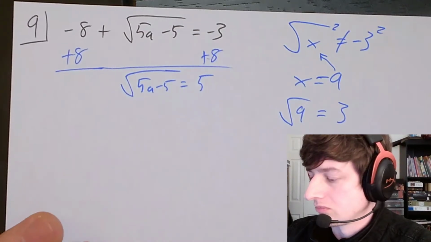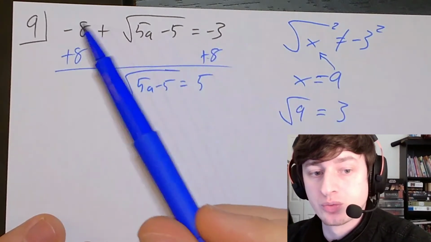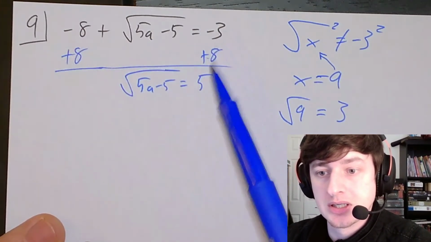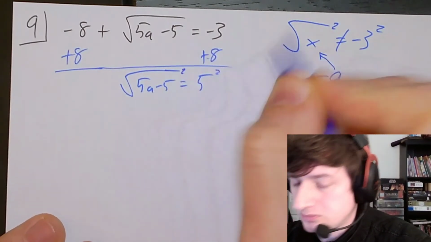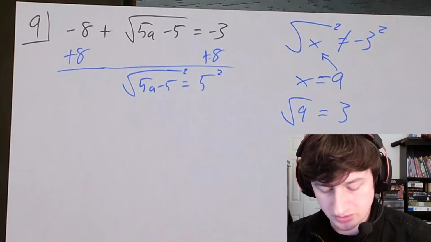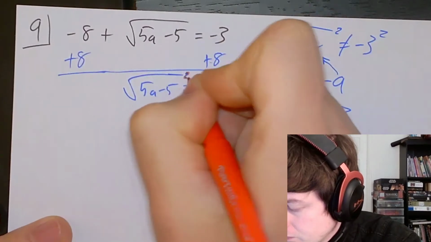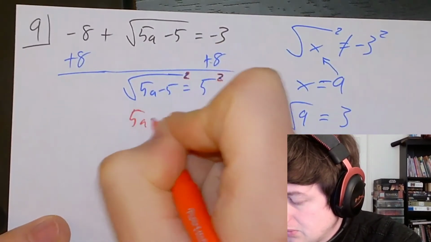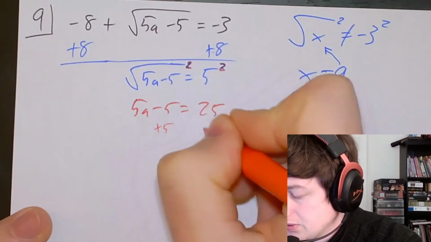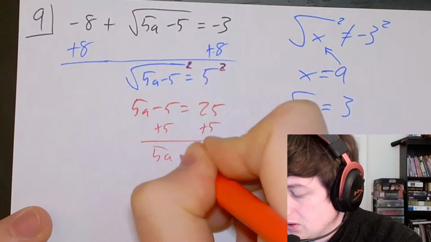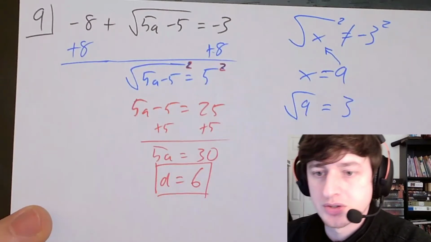Sorry. You won't be given a problem where it equals a negative. In other words, we need to add first to get this to be a positive number. Okay, so then we square both sides. I should probably make that a different color. Show that it's a different step. Just markered my finger. And so we get 5a minus 5 equals 25. Add 5 to both sides. 5a equals 30. That means a is 6, and we are finished.